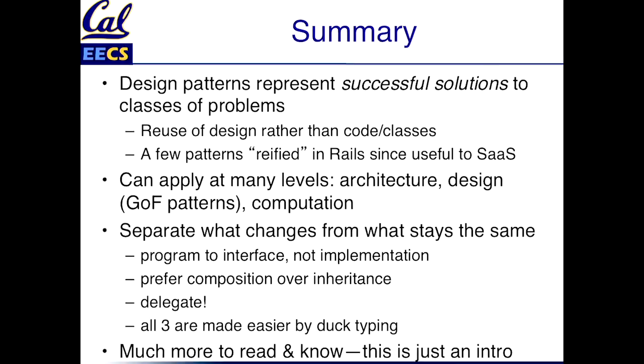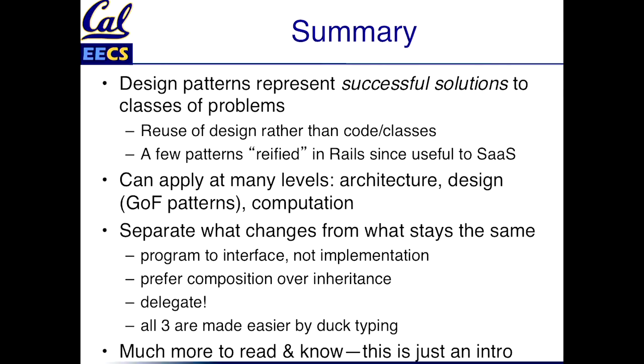A few of the patterns, I say reified in Rails. They're sort of codified and they're deeply embedded in Rails because they're useful to software as a service, like the observer pattern. And you can apply the idea of patterns at many levels. So we saw at the very beginning of the class, there's patterns for software architecture. We've seen patterns for design, like the ones that we've just been talking about now. And there's patterns of computation, like types of computations that come up over and over again, and you can get libraries for them and stuff like that. In all cases, the goal is the same. It's to separate out things that change from things that stay the same. That minimizes the cost of changing the things that change.